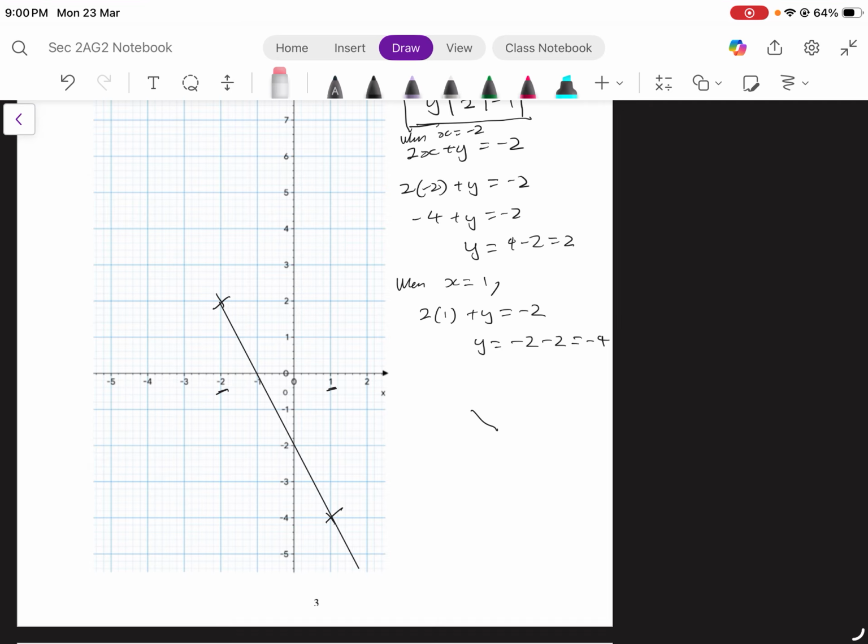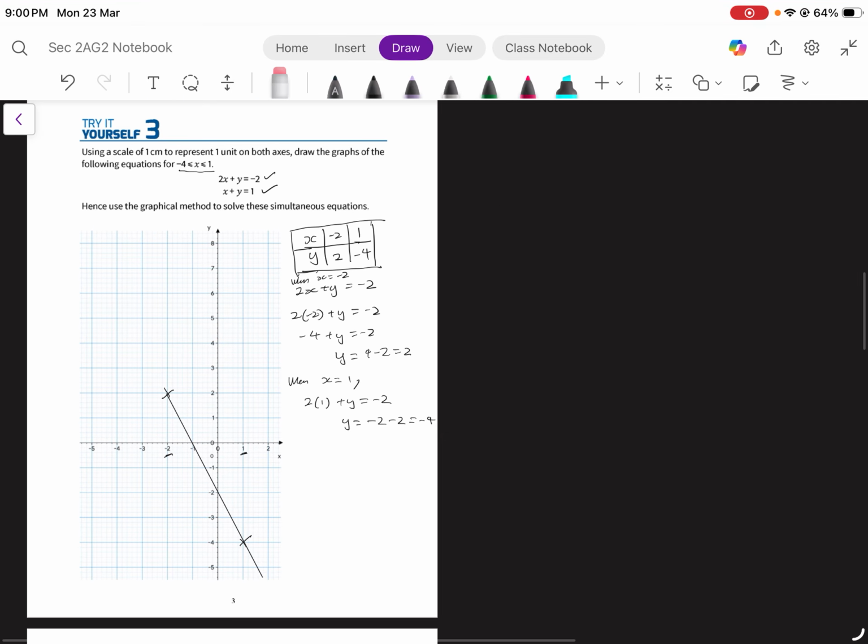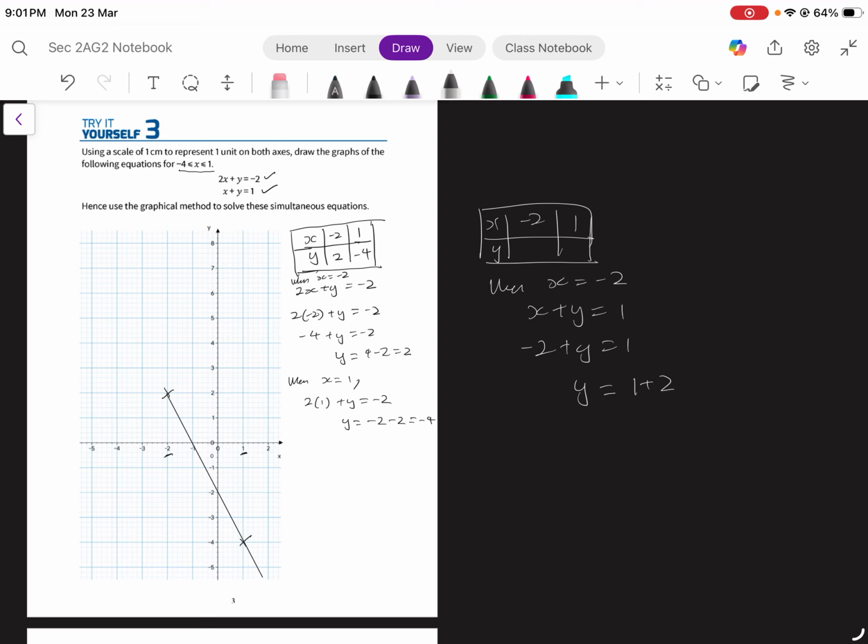Okay, so from here, we need to do the same for the other equation. I'm going to use minus 2 and 1 also. So when x equals minus 2, x plus y equals 1, so minus 2 plus y equals 1. y equals 1 plus 2, which is 3. For the next one, I'm going to use a different color, let's say green. So when x is minus 2, y is 3. Then when x equals 1, 1 plus y equals 1, y equals 1 minus 1 equals 0. So x is 1, y is 0.